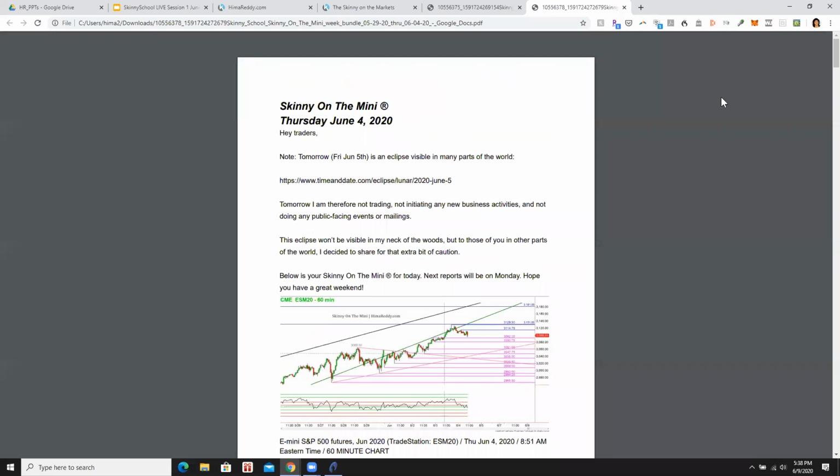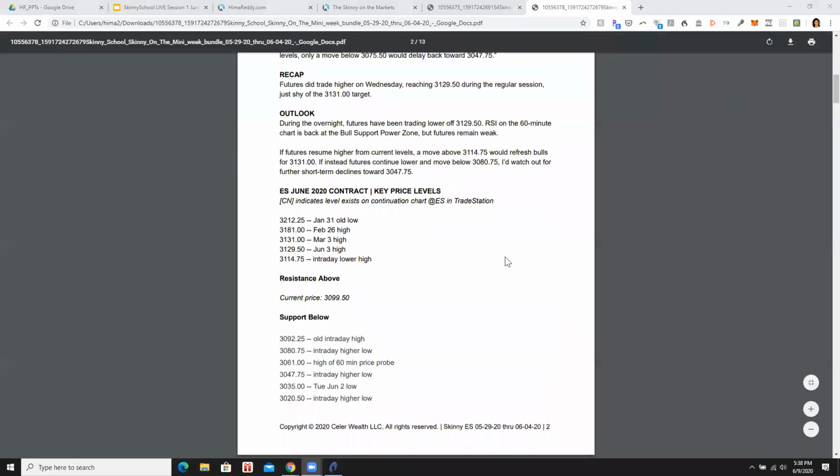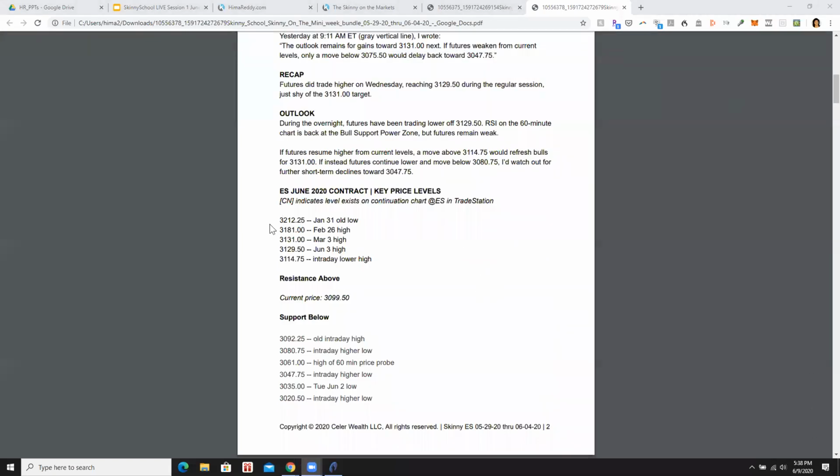Everyone go to page 2 of your bundle. On page 2, the resistance levels are all pretty straightforward, and I'm going to get into them more in a moment. Something I wrote here has a very technical meaning that you may not know: high of a 60-minute price probe. If you're brand new to the skinny, you won't even know what that is.